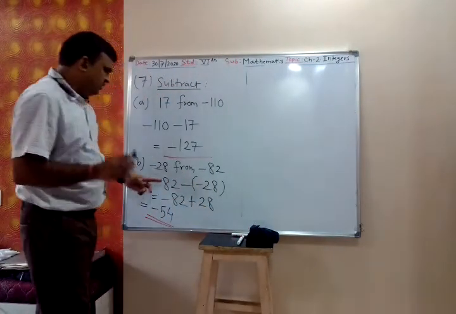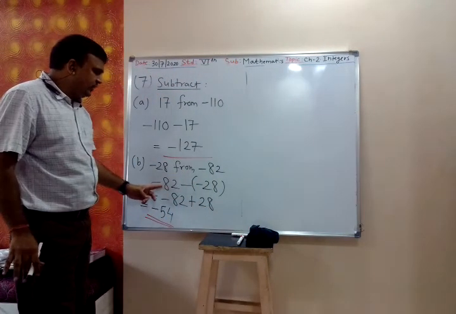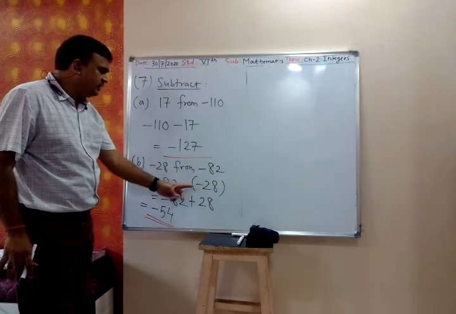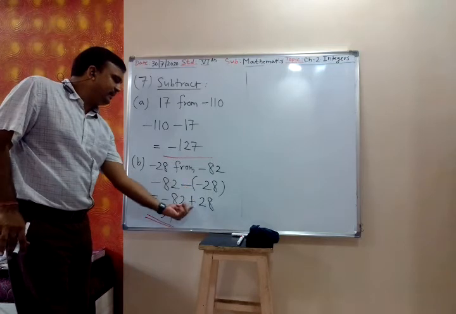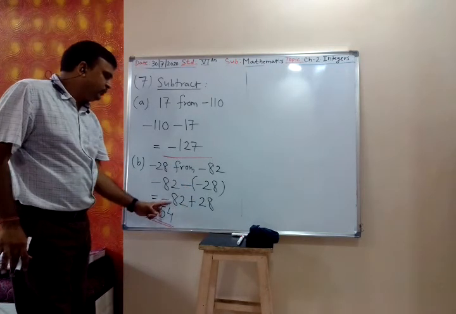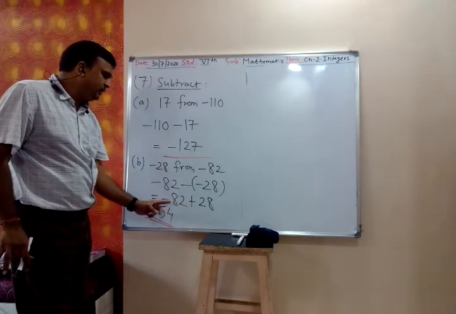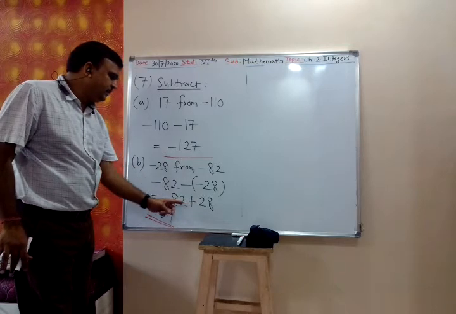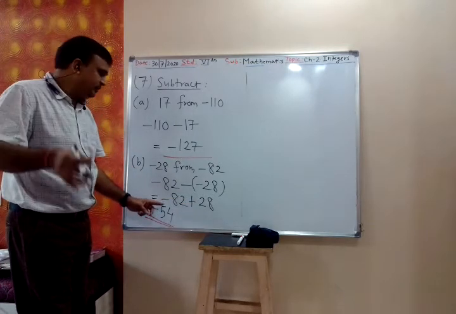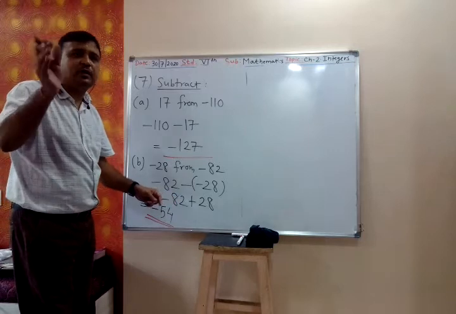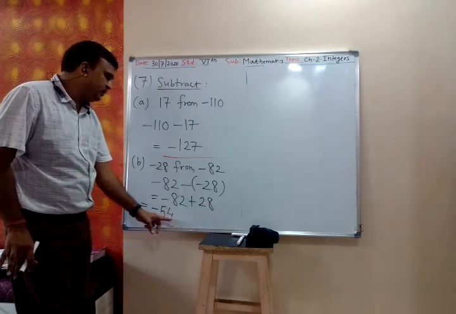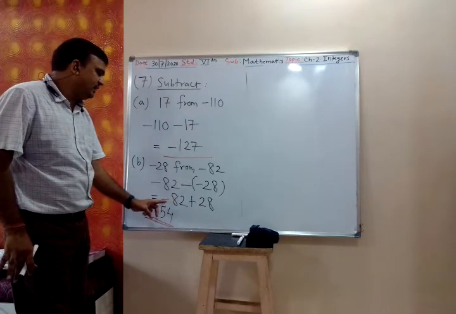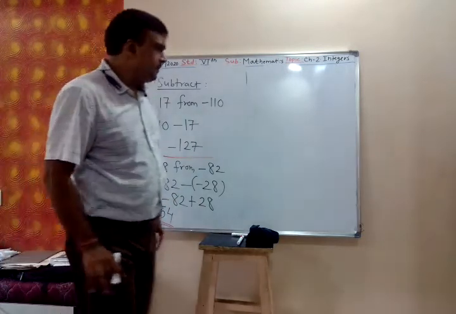See here. Minus 28, minus 28. Whenever minus signs are together, minus becomes plus. So minus 82 plus 28. What is the sign of 82? Minus. What is the sign of 28? Plus. Whenever they have opposite signs, minus plus, you have to subtract the smaller number from the bigger number. So 82 minus 28 is 54. What is the sign of the bigger number? Minus. So I will write minus 54.